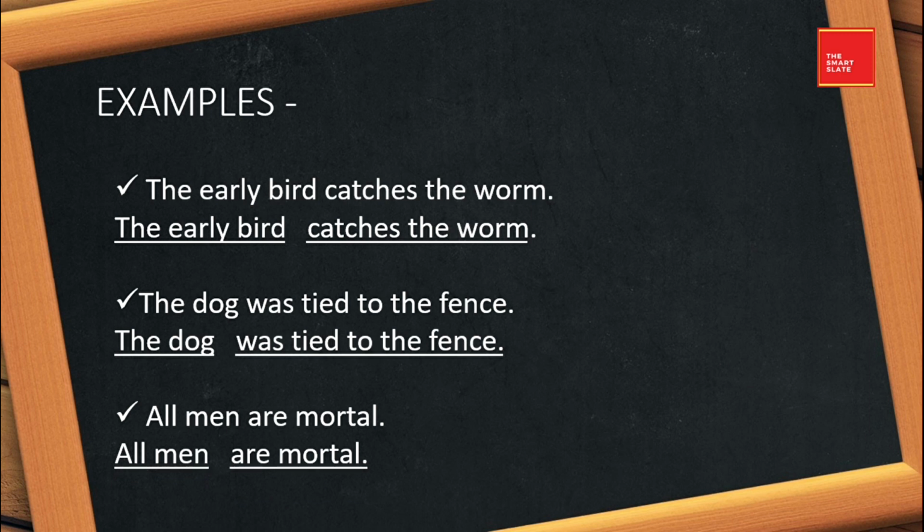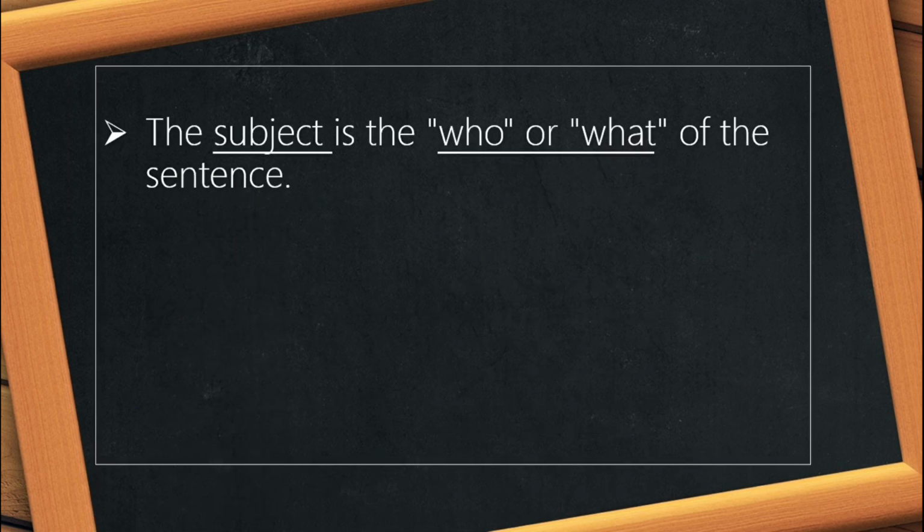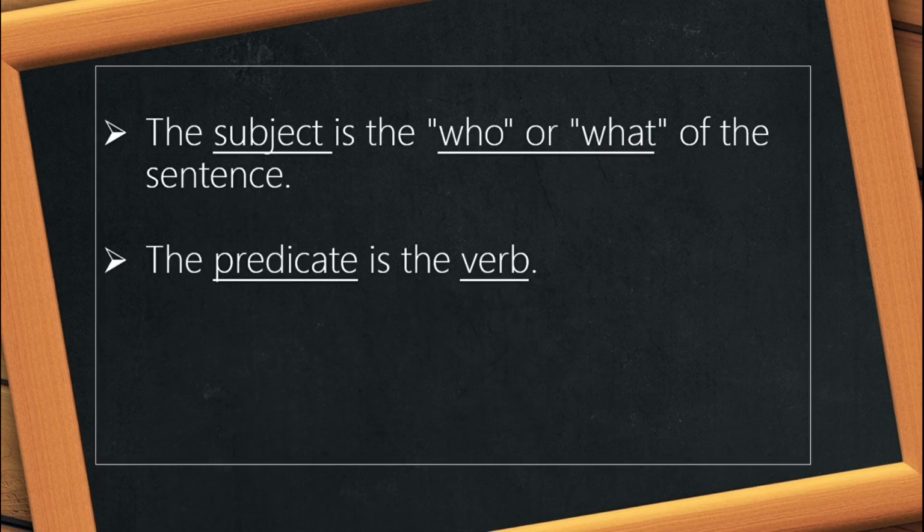So the subject and the predicate are differentiated using a space and underline. You don't have to write the sentence with the space, but just to explain to you, I have added space and differentiated the subject and predicate using underlines. The subject is the who or what of the sentence. We have understood till now.